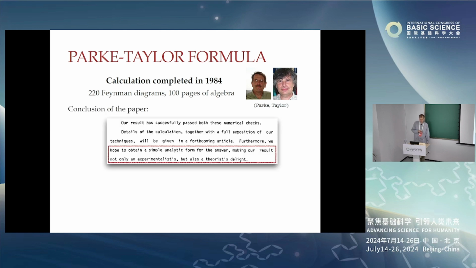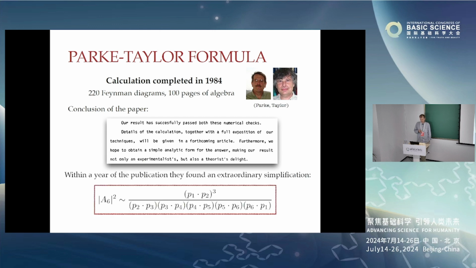And then in the conclusion of the paper, they write that furthermore, we hope to obtain a simple analytic form of the answer, making our result not only an experimentalist's, but also a theorist's delight. So they probably hoped that there was some simplification to this answer. And they were right, because within a year, they realized that the square of the amplitude that they wrote could be written as a single-line formula. So there was a huge simplification, which was completely invisible in the standard way of doing the calculations, and it pointed to some underlying structure, not visible at that time.